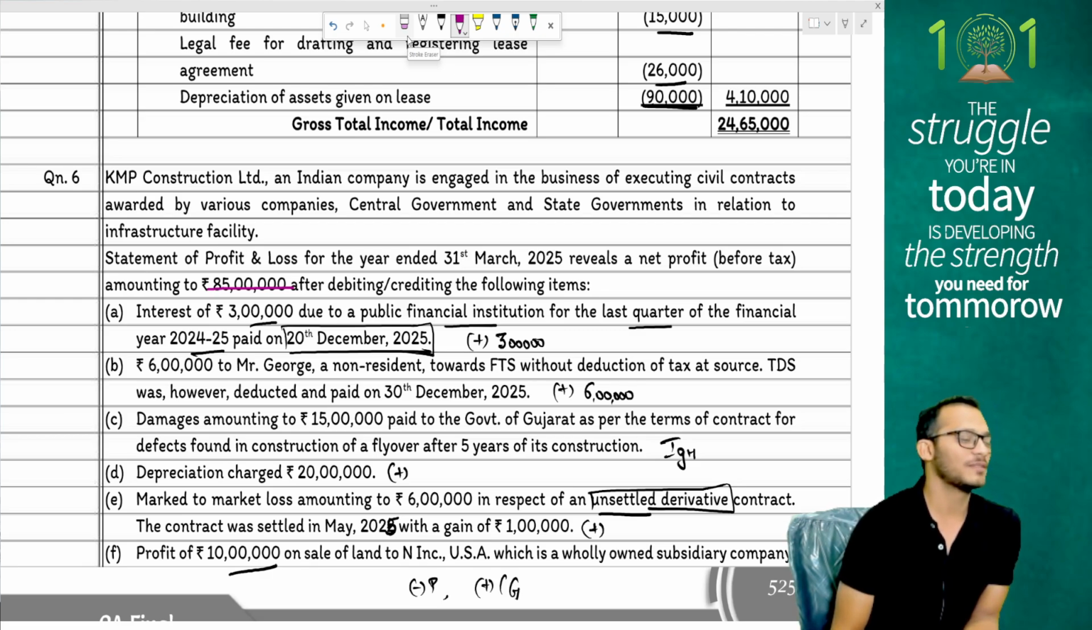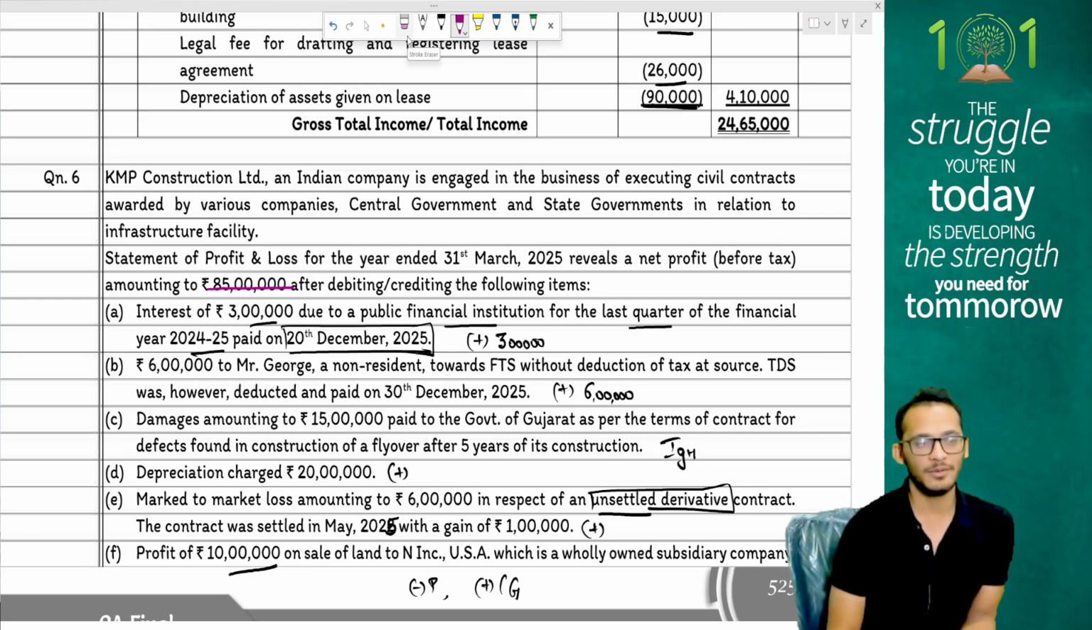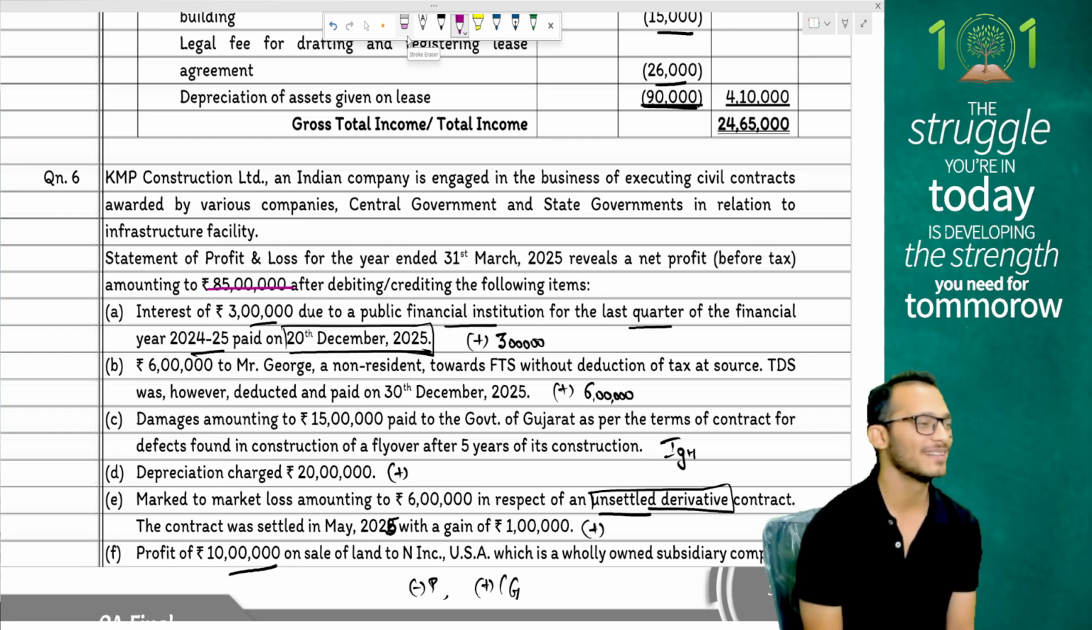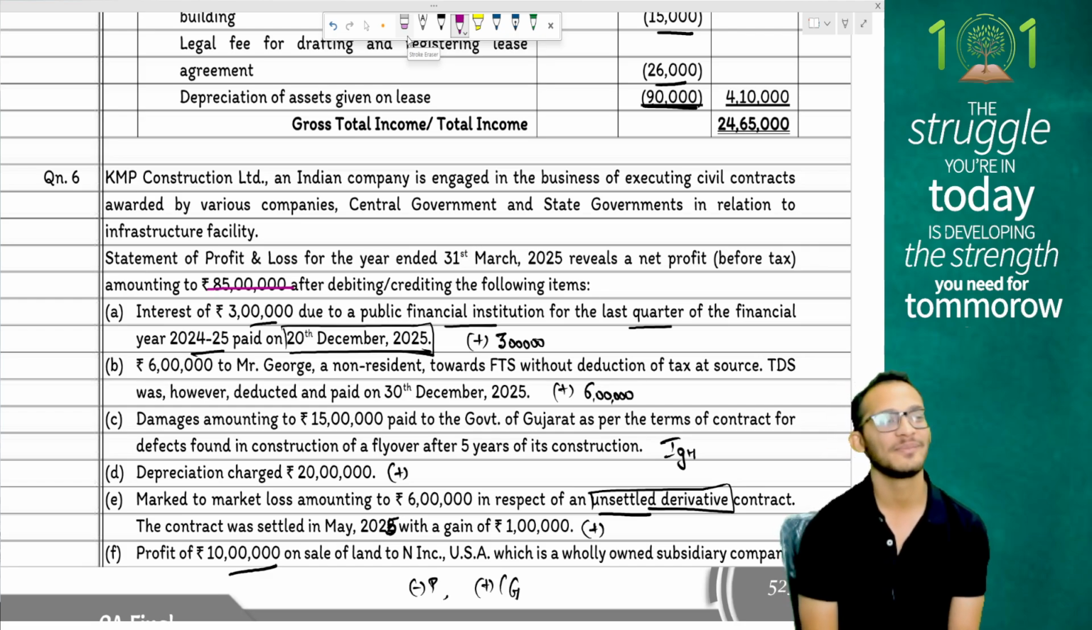As FTS was paid to Mr. George without deduction of TDS, it shall be disallowed. Mano wants to write big English.